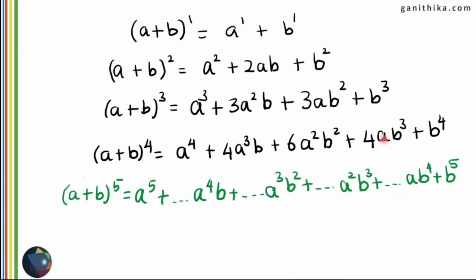I would like you to actually expand (a + b) power 5 and see what the numbers will be in these places. Pause the video here, find the expansion and come back to check your answer. Are you ready? So the first term is a power 5. The second term will be 5a power 4 b, third will be 10a cube b square, and then fourth will be again you have the same coefficient 10, but the term is a square b cube, and then 5a b power 4 plus b power 5.